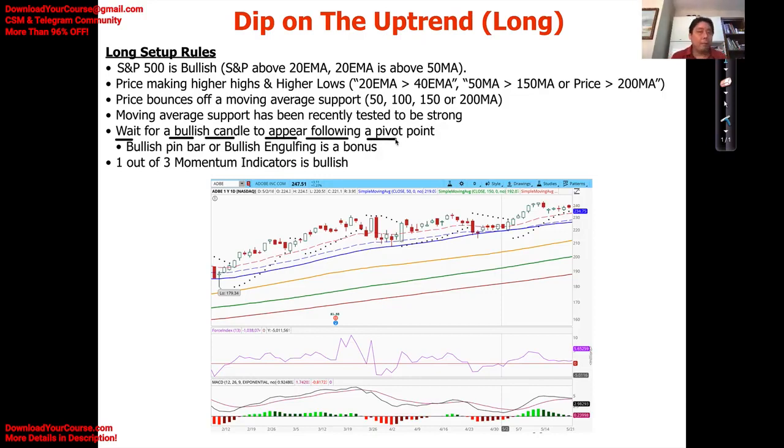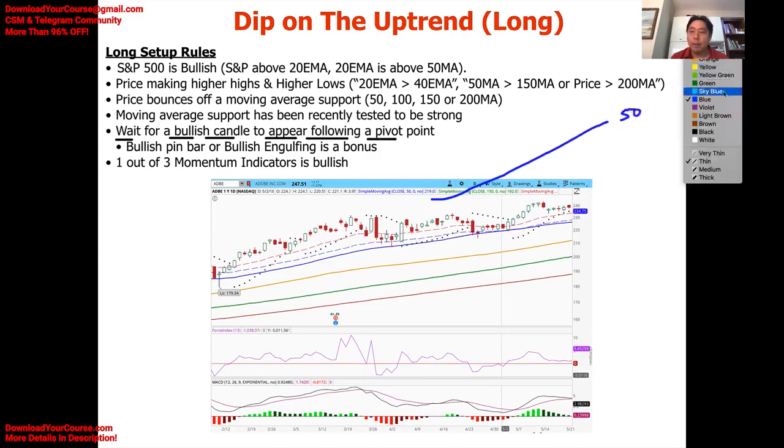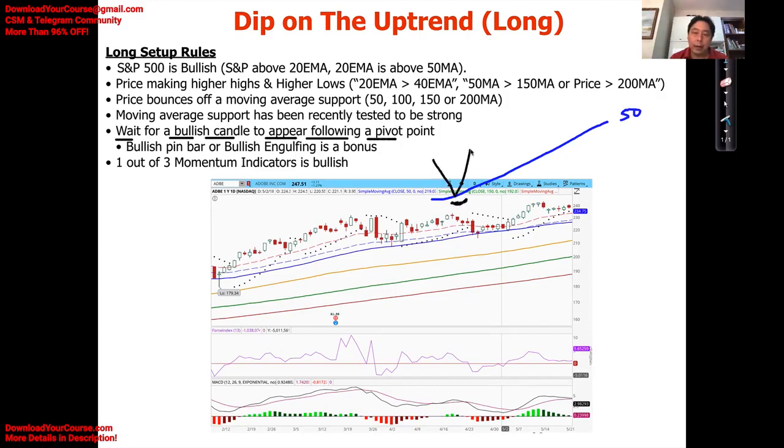Now, what's a pivot point? Let me attempt to explain right now. So again, let me do some drawing. Let's imagine this is the moving average, that's the 50, for example. And the price is bouncing off, so it's been tested before, right? And the price is going down right now, going down, going down. It's going to hit the 50, say it hits it over here. Now, after it hits the 50, we want to see a bullish candle that appears right after a pivot point.